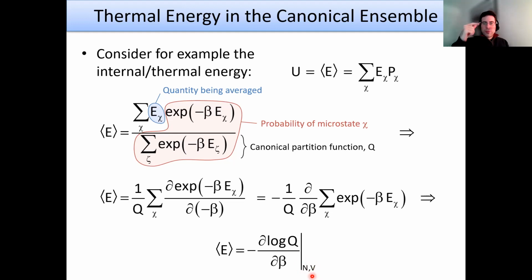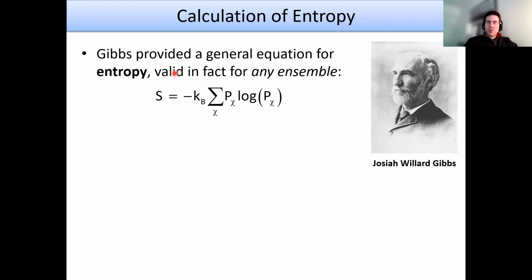So this goes back to the discussion we had a moment ago, where I was claiming that if you know the partition function, you know everything. We already saw that we can calculate the internal or thermal energy. Now let's look at how we calculate entropy. For the entropy, we use another equation here, which is a general equation for entropy, valid for any ensemble, and it was derived by Josiah Willard Gibbs.